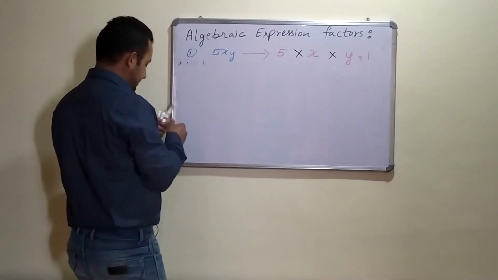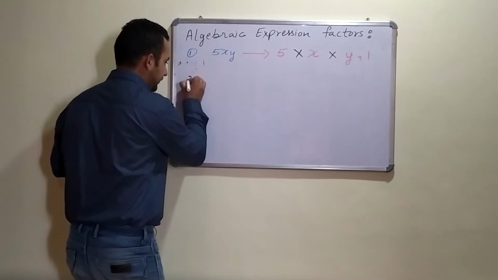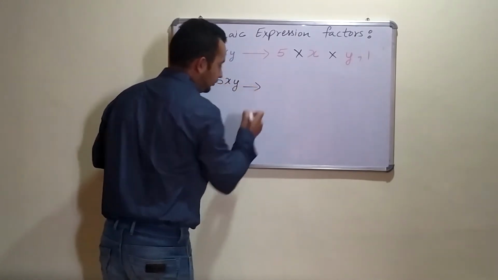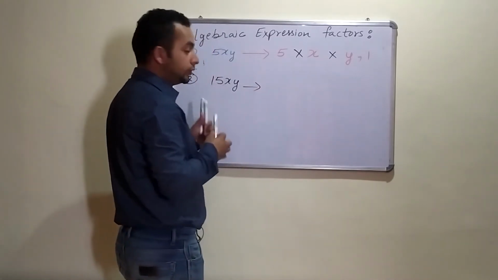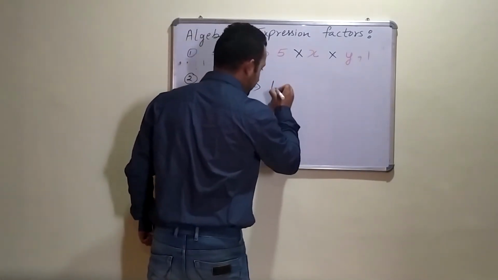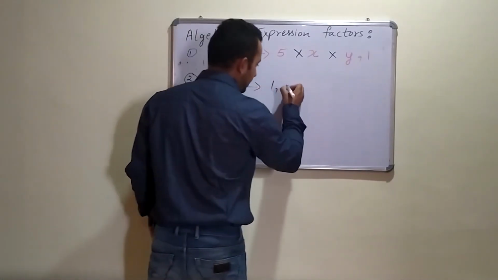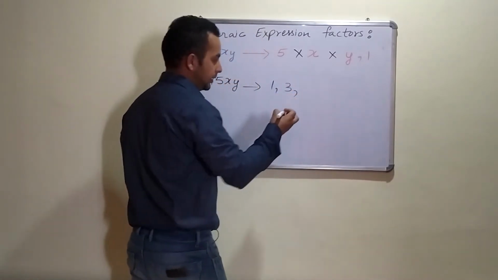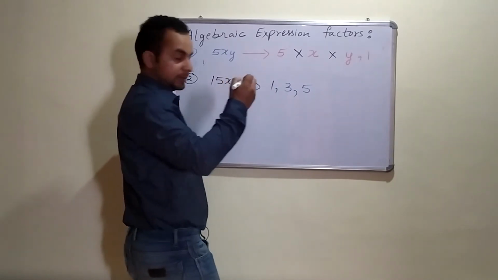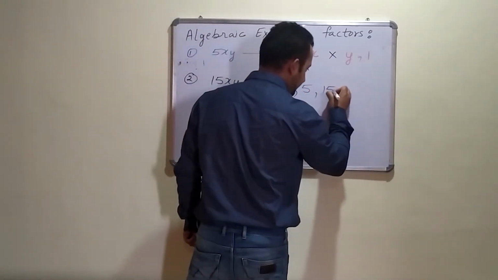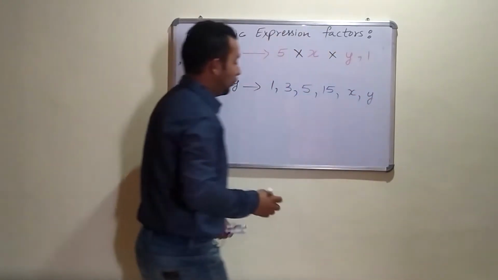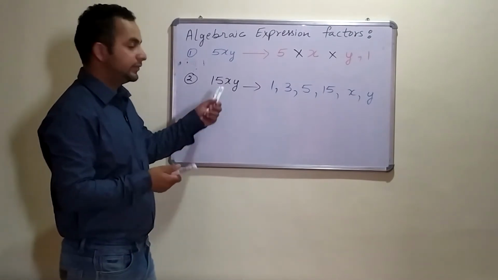Similarly, if I take one more example, for example 15xy. Again we are going to find out the factors of 15. From the table of 15: number 1, number 3, number 5, and what else? Number 15 and x and y. Now all these are the factors of 15xy.